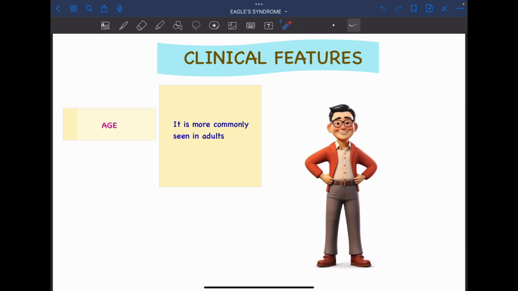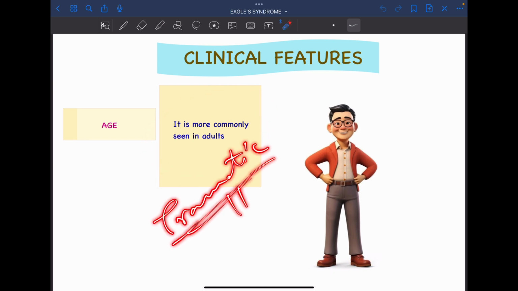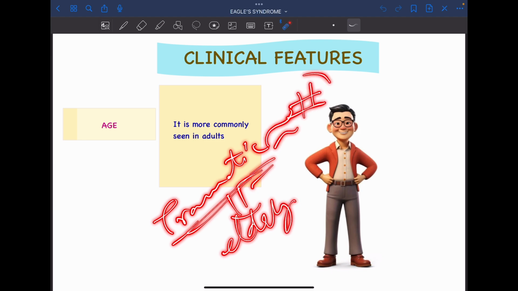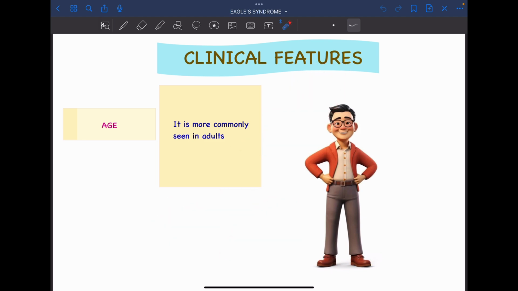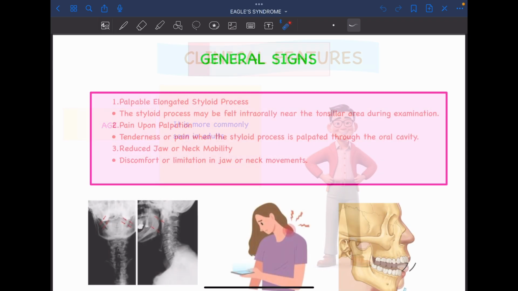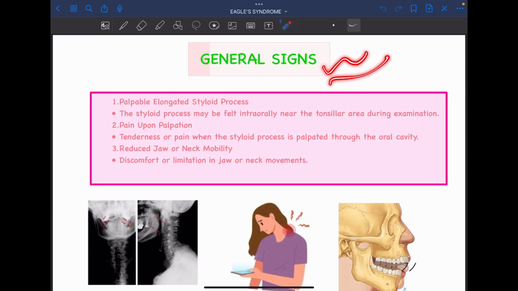So the first clinical feature would be on the basis of age, right? It is more commonly seen in adults, of which the traumatic type which we have seen is more common in the elderly. Very easy to remember. Traumatic, you can just remember it as a fracture of the styloid process, therefore more common in the elderly. Coming to the general signs, now these signs will be common for both classic Eagle syndrome as well as the stylocarotid syndrome, right? So first is a palpable and elongated styloid process.